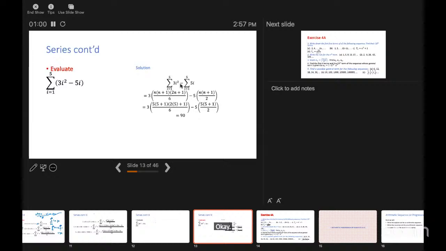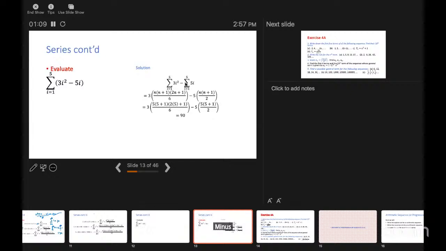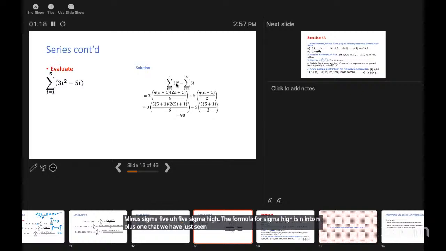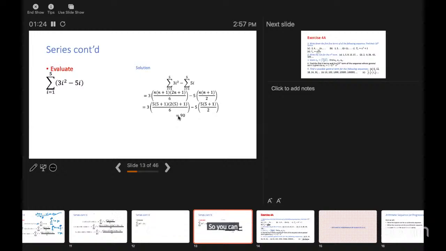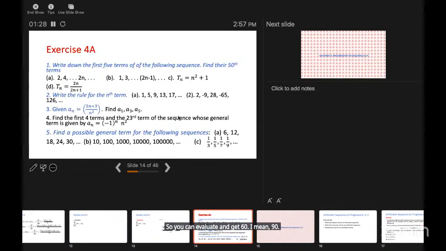So using the formula, you can take 3 out of the sigma, just as I said the other time. That will now be 3 sigma i squared minus 5 sigma i. The formula for sigma i is n into n plus 1 over 2, that we have just seen. And the formula for sigma i squared is what is in the bracket here. So you can evaluate and get 90.